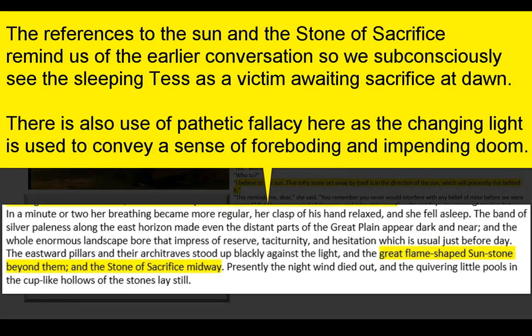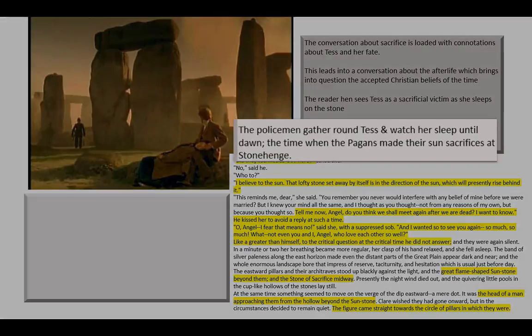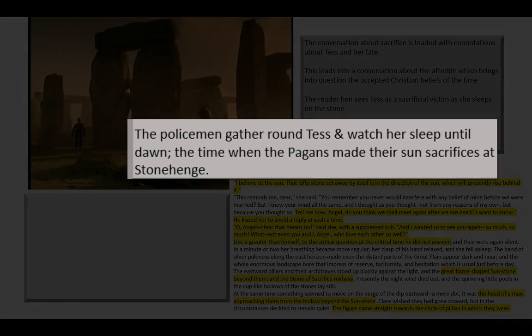Tess then falls asleep on one of the big slabs, and because they've been talking about sacrifice, that's planted this idea in the reader's mind. So when she lays down and sleeps on this slab, we see her as a sacrificial victim, and that sense is heightened when the police arrive, because they don't arrest her straight away. Angel asks them to let her sleep, and they all gather round and watch her sleeping. They wait until she wakes up naturally, and they then become almost like the pagan high priests that are going to sacrifice her. And it is significant that they are all men.